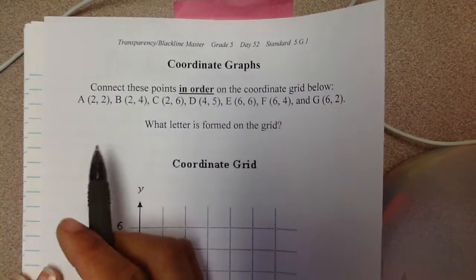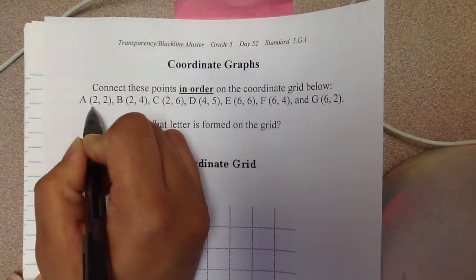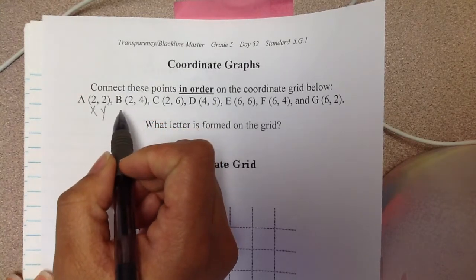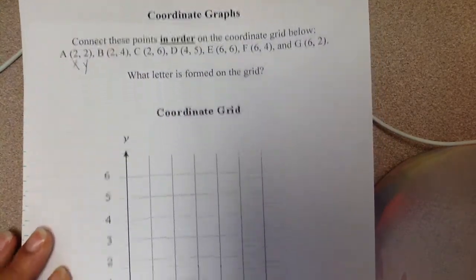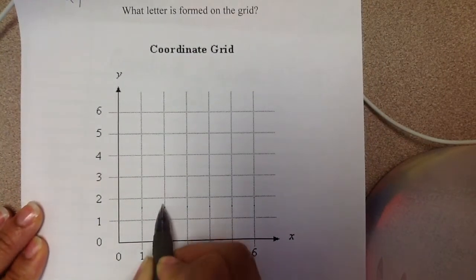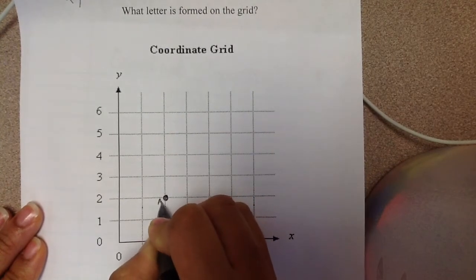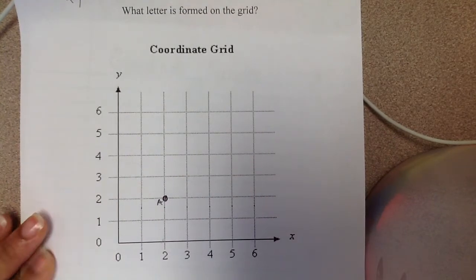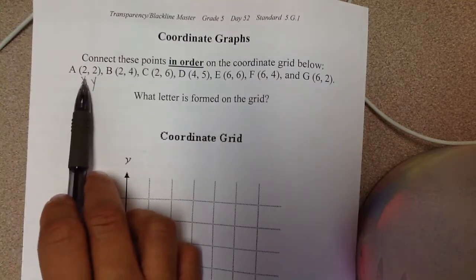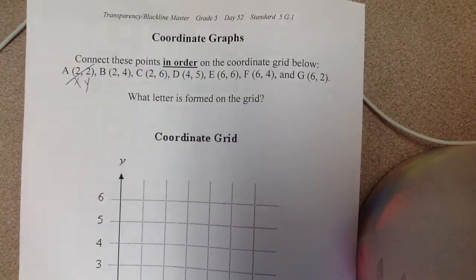So, notice it has the letter A right here. That means we're going to call this point, when we go x over 2 and y up 2 and make a point, we're going to call it point A. Okay, so I'm going to look at my coordinate grid. I'm going to go over 2 and up 2, make a point right here, and I'm just going to put a little A right here because that is point A. Okay. Remember, how did I know to go over 2 and up 2? Because my point was 2, 2. First one stands for my x, the second one stands for my y. I'm going to mark that out.